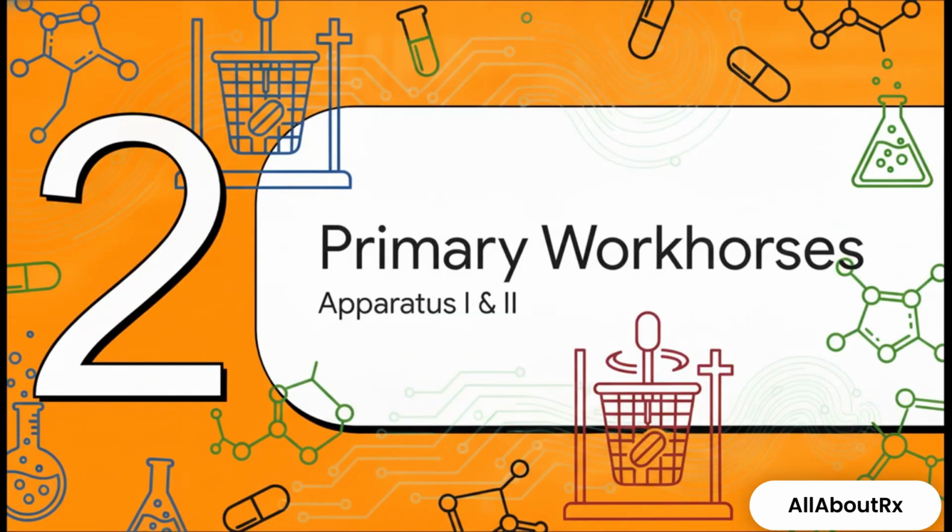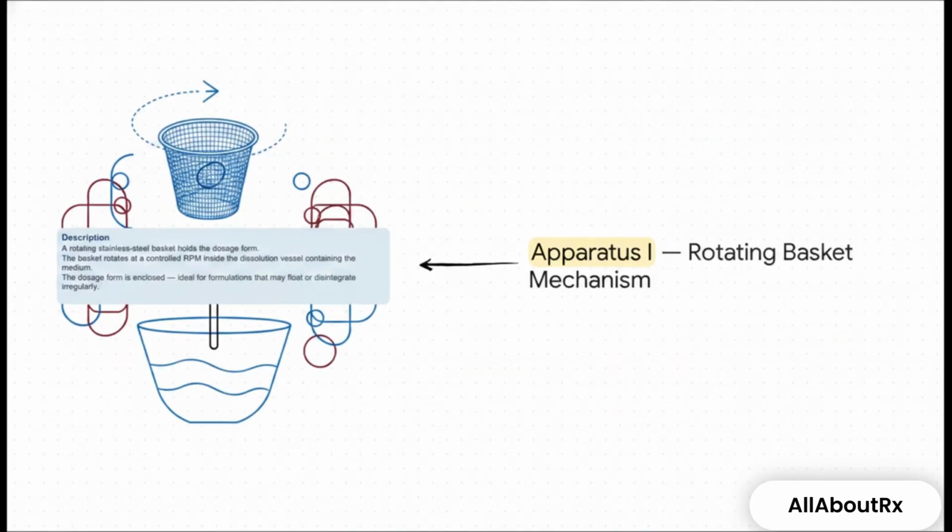Moving on to Section 2, the primary workhorses, Apparatus I and II, the baskets and paddles. If you ever walk into a pharmaceutical lab, these are the foundational tools you're going to see running pretty much nonstop. First up is Apparatus I, the rotating basket. Picture a small stainless steel basket. The dosage form is placed directly inside this basket, which then rotates at a very carefully controlled RPM right inside the dissolution vessel that contains the testing medium.